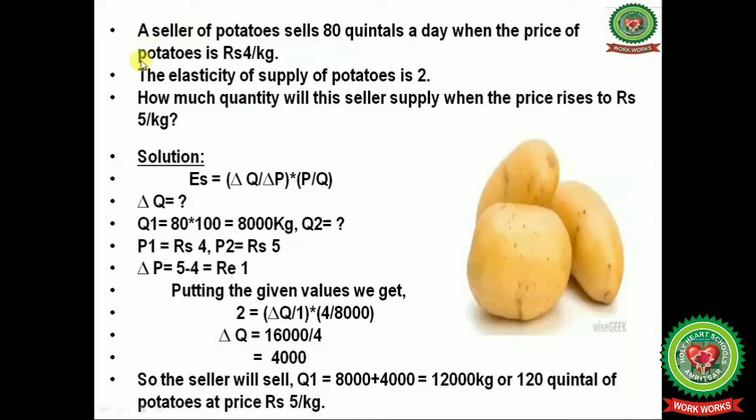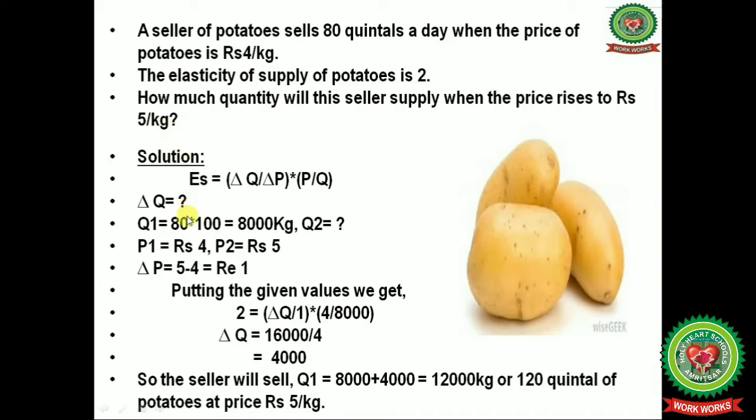Next numerical example: a seller of potatoes sells 80 quintals a day when the price of potatoes is rupees 4 per kg. The elasticity of supply of potatoes is 2. How much quantity will this seller supply when the price rises to rupees 5 per kg? Now here we have given ES is equal to delta Q upon delta P multiplied by P upon Q. This is the formula that we have to apply in this numerical. Now the original price is rupees 4, and the changed price is rupees 5.